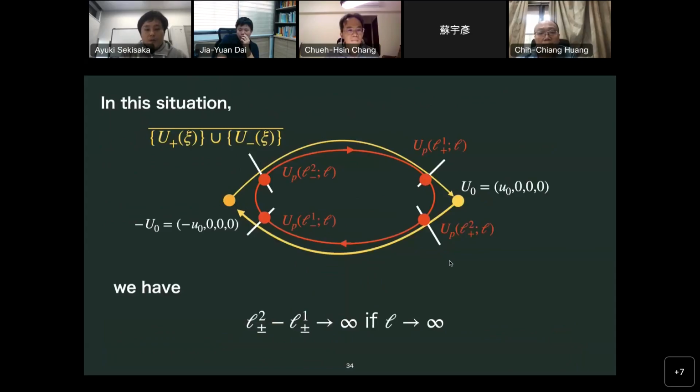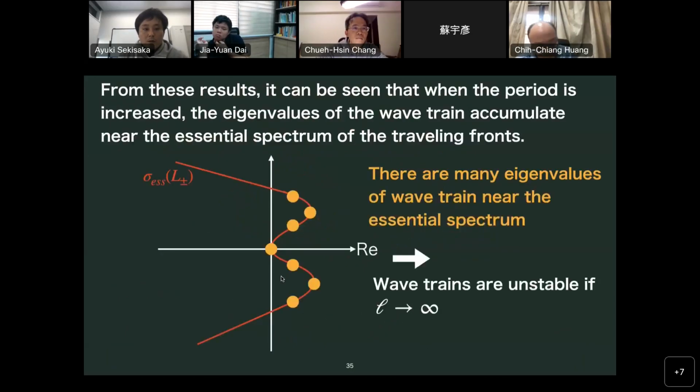And so in this situation, for the periodic orbit and heteroclinic loops, the Hausdorff metric converges to 0. So we have this relation: L plus minus 2 minus L plus minus 1 goes to infinity as L tends to infinity.